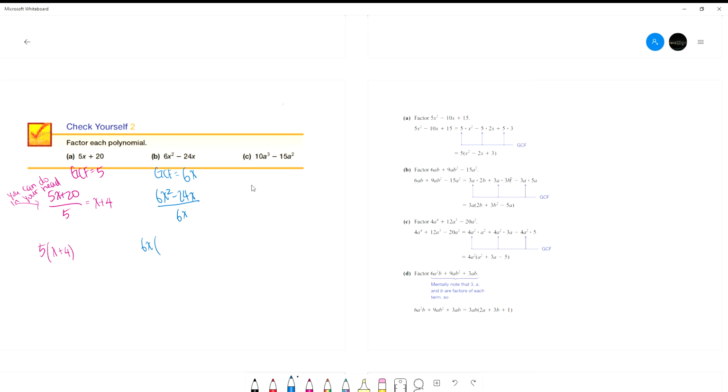What do we get? 6x squared over 6x is x. And then what's the second term? Negative 24x over 6x is just negative 4. Do you see how the x's cancel out here? When you do negative 24x over 6x, the x's cancel out. That's why it's just negative 4. Okay?